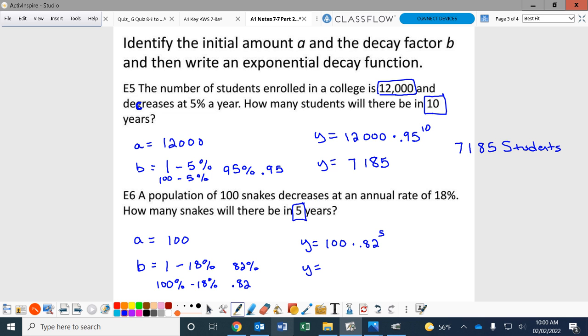Grab your calculators. Okay, here we go. 100 times 0.82, power button 5, equals. How many snakes do we have left? It's 37. What's it on the calculator? So no matter what, if you have part of one, then you've got to round up to the next one. Even if it's 0 after, doesn't matter, it's got a number after the 0, right? So it would have to round up to 38.